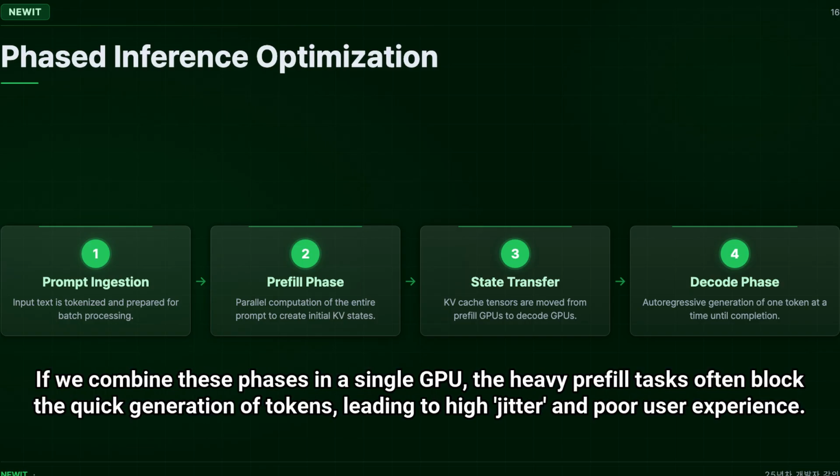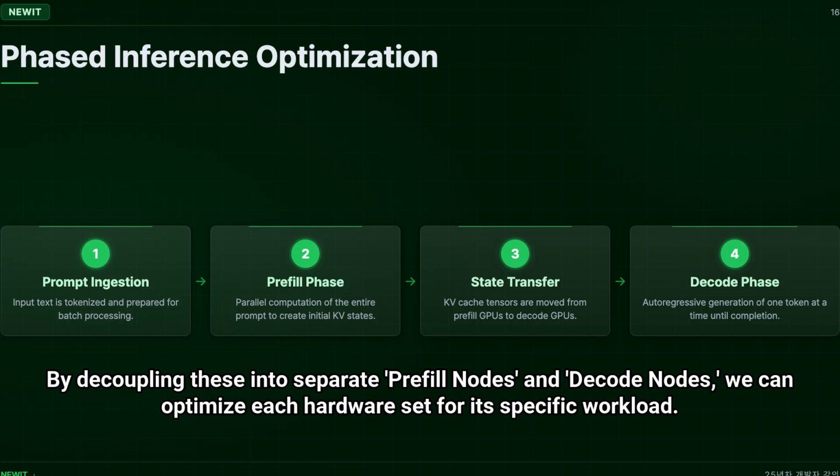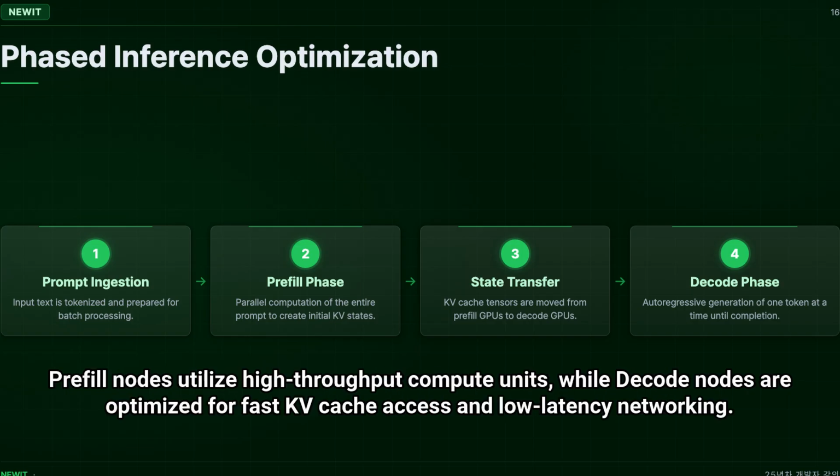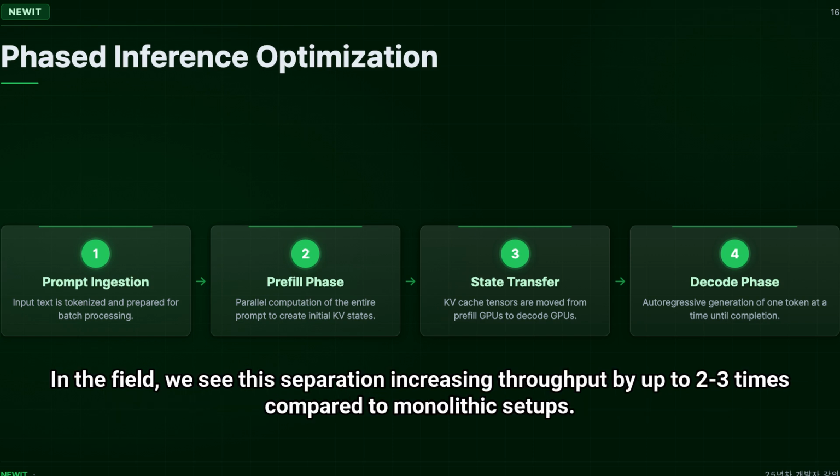If we combine these phases in a single GPU, the heavy prefill tasks often block the quick generation of tokens, leading to high jitter and poor user experience. By decoupling these into separate prefill nodes and decode nodes, we can optimize each hardware set for its specific workload. Prefill nodes utilize high-throughput compute units, while decode nodes are optimized for fast KV-cache access and low-latency networking. In the field, we see this separation increasing throughput by up to 2-3 times compared to monolithic setups.